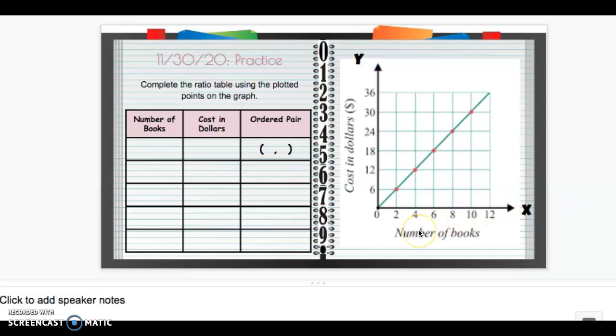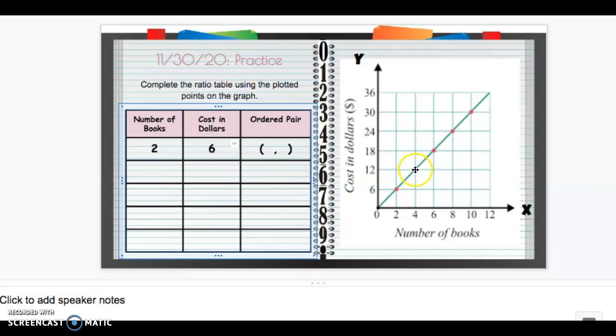So if our x is our number of books, so that's the bottom number. So wherever there's a dot that lines up with what number of our x, that's the number of books. So this first red dot, it lines up with the 2. So our 2 is our number of books. And then if we go to the 6, that's our y. That lines up with the red dot as well. So our 6 is our cost in dollars.